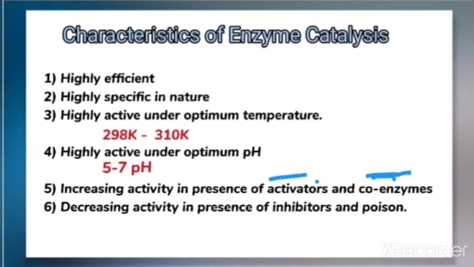The next is decreasing the activity in the presence of inhibitors and poisons. Like ordinary catalysts, enzymes can also be inhibited, or we can say poisoned, by the presence of certain substances. These are called inhibitors or poisons. So these inhibit the catalytic action, that is, they decrease the activity. So the enzyme activity gets decreased in the presence of inhibitors and poisons.